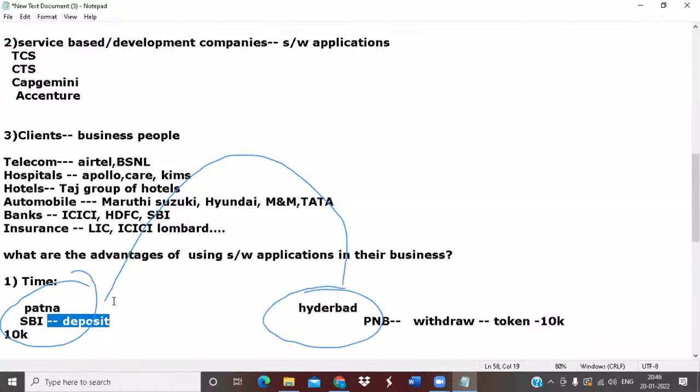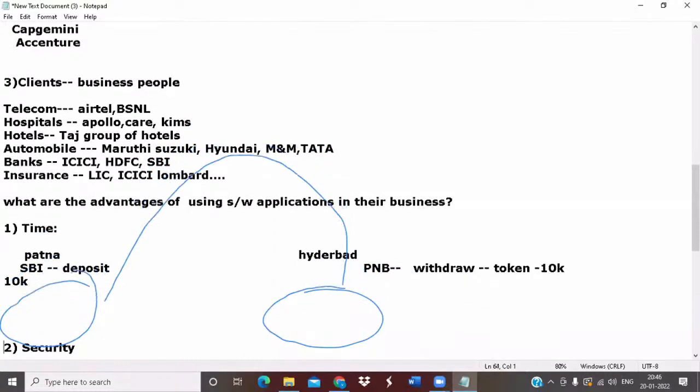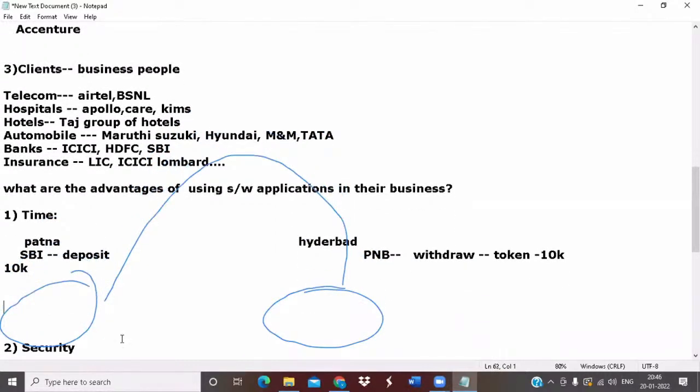Now, if I want to transfer funds into my friend's account, I need not go to the bank. I can simply open the net banking application or mobile banking application, or UPI. I can use Google Pay, PhonePe, Paytm. There are so many ways to transfer funds into my friend's account within minutes. Yes or no?